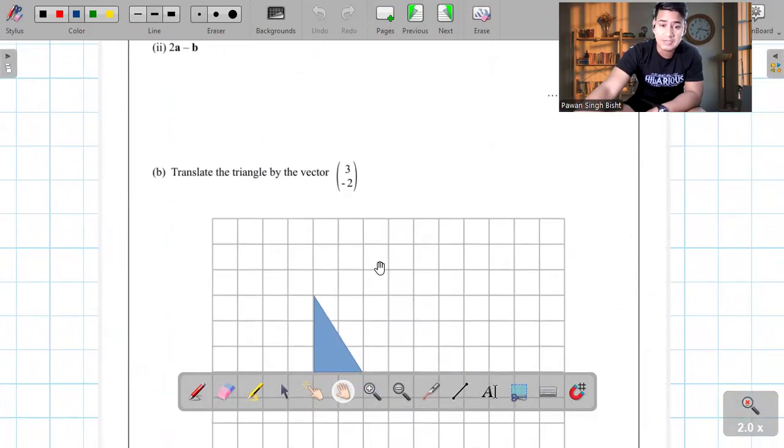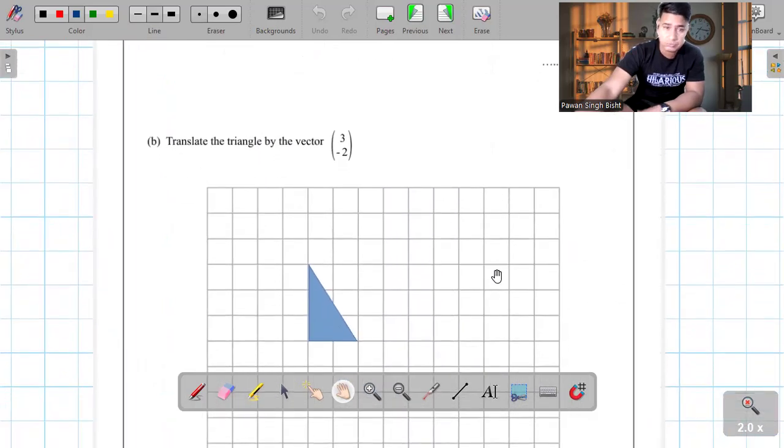Now translate the triangle by the vector 3 minus 2. So along with vectors, we teach another topic that is called transformation. Transformation I will take in my next video, right? So translation is a part of transformation. So in translation, we shift the figures. Whatever the figure is there, we shift it.